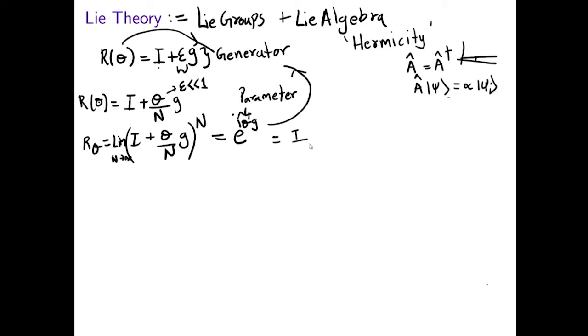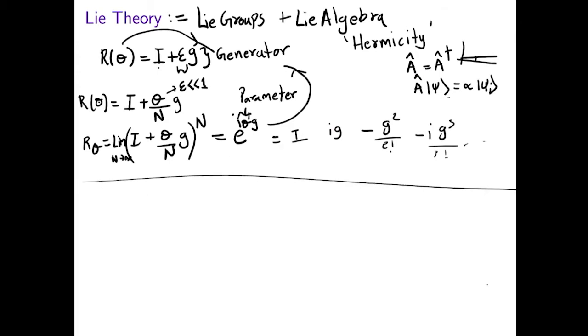Okay, and essentially, if you want to talk about how we expand this out, it's just this guy. So you Taylor expand. I can't seem to remember the actual form, but you would get something like g squared by 2 factorial minus i g cubed by 3 factorial and so on. It's just the Taylor expansion, nothing too freaky. Right? So this is the first step towards getting to Lie algebra.